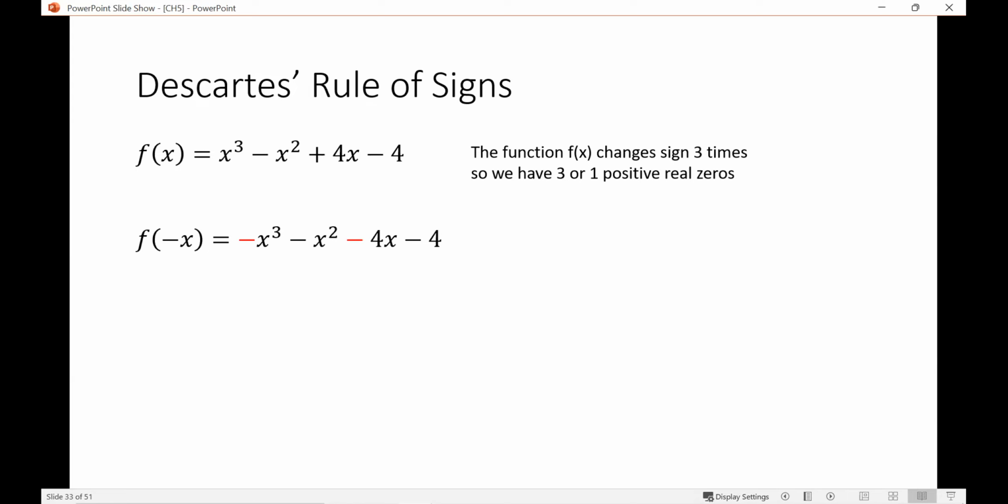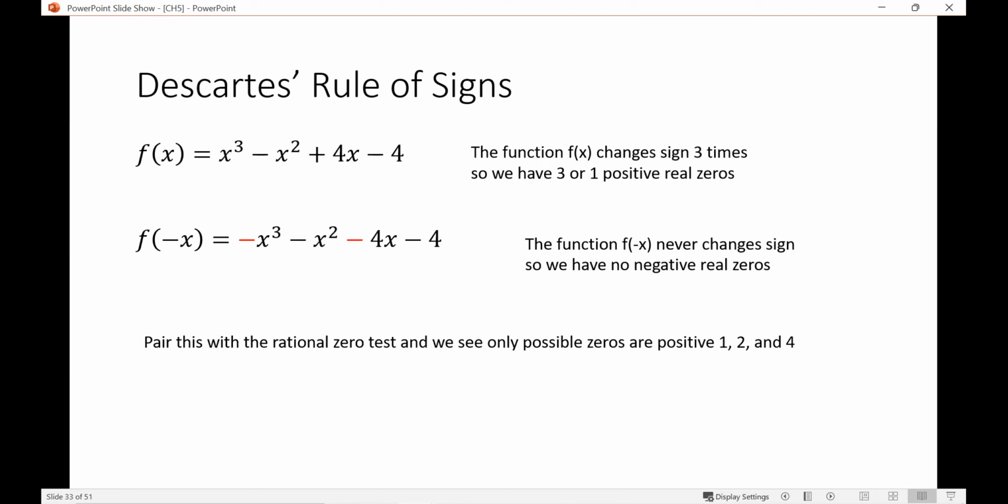Now, if we evaluate our function for f of negative x, notice when you plug in a negative x, it changes the sign of any term that has an odd degree exponent. So now when we look at this, we see that every term has a negative coefficient. So we don't change sign at all when the function is evaluated for negative x. What that means is that we have no negative real zeros.